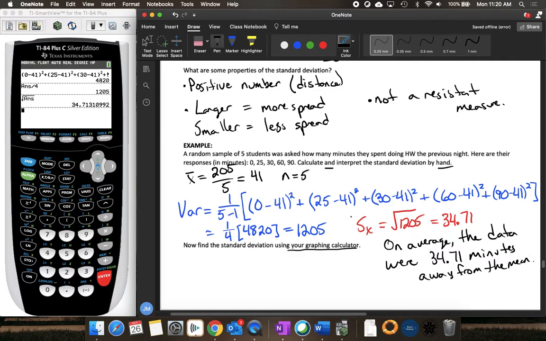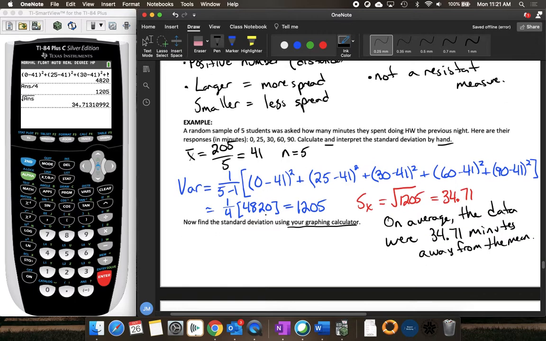Now, looking at our data, remember 41 was our mean. Some of them were more than 34 away from our mean, like 0 or 90. Some were less than 34 away from our mean, so 30 and 25 and 60. None of them were exactly 34.71 minutes away from the mean. And that's okay. We're just saying that on average, each of our data points was about 34 or 35 minutes away from our mean, which was 41.